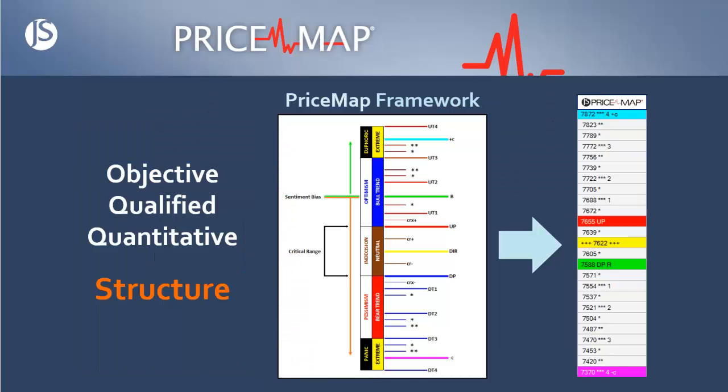It is important to understand that these are not a series of subjectively defined support and resistance levels, but rather a set of quantitative technical levels organized into a framework that provides an objective structure that defines the context of the market state.